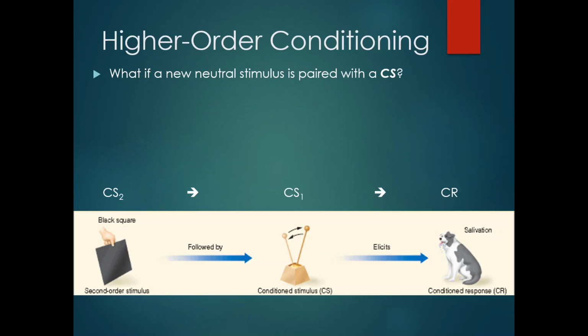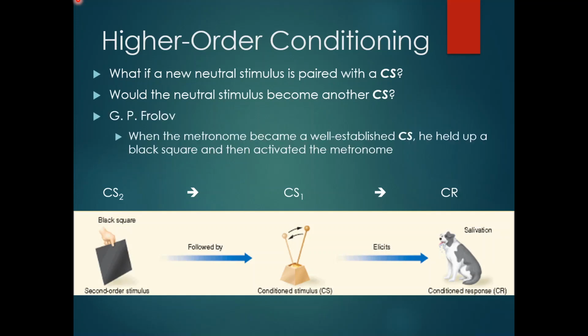So what if a new neutral stimulus is paired with a conditioned stimulus? In our example, the metronome that the dog has already been conditioned to associate with food is consistently paired with a black square. We call that CS2. It's the second conditioned stimulus. That nomenclature is important. Make sure you know that. The neutral stimulus in this situation becomes another, a new conditioned stimulus 2.